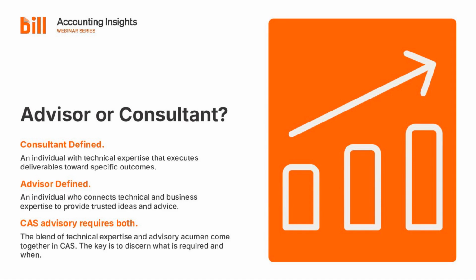But what's the difference between the two? I define a consultant as an individual who has technical expertise and executes deliverables toward specific outcomes. So you have a project or an engagement that you're working, there's a specific expertise that you or your team bring to the table, and there are specific deliverables that you create as a part of that work together. And you can list the deliverables, they're very specific, and you put that into your engagements.